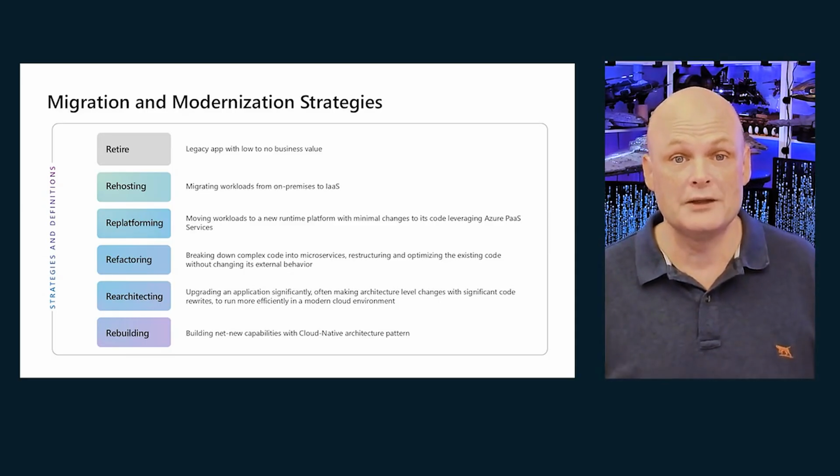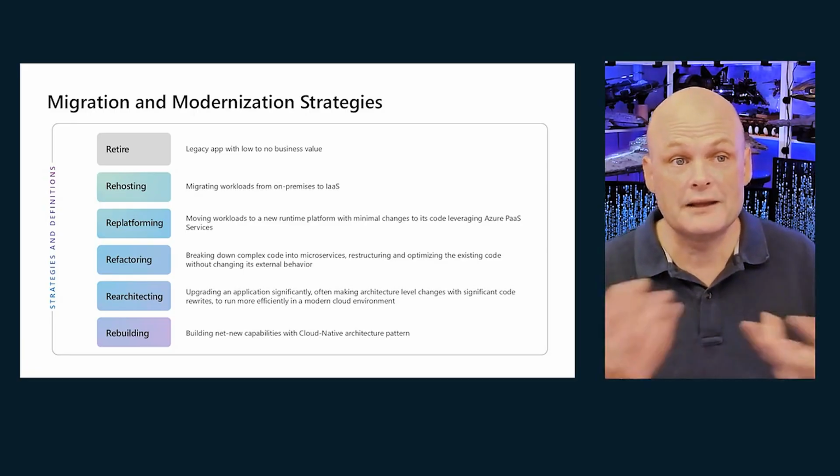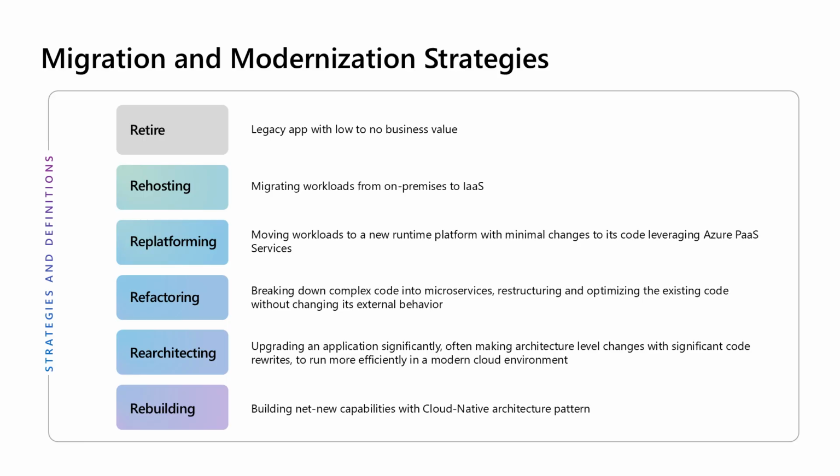Then there is refactoring, where you perform moderate code changes, such as remodularizing an app to use containers or managed services without redesigning the whole architecture. Then we move to re-architecture, which involves significant redesign of an application architecture to better fit cloud, such as moving from a monolith to microservices. And then finally, there's the rebuild strategy, where you scrap the old workload and rewrite it from scratch.